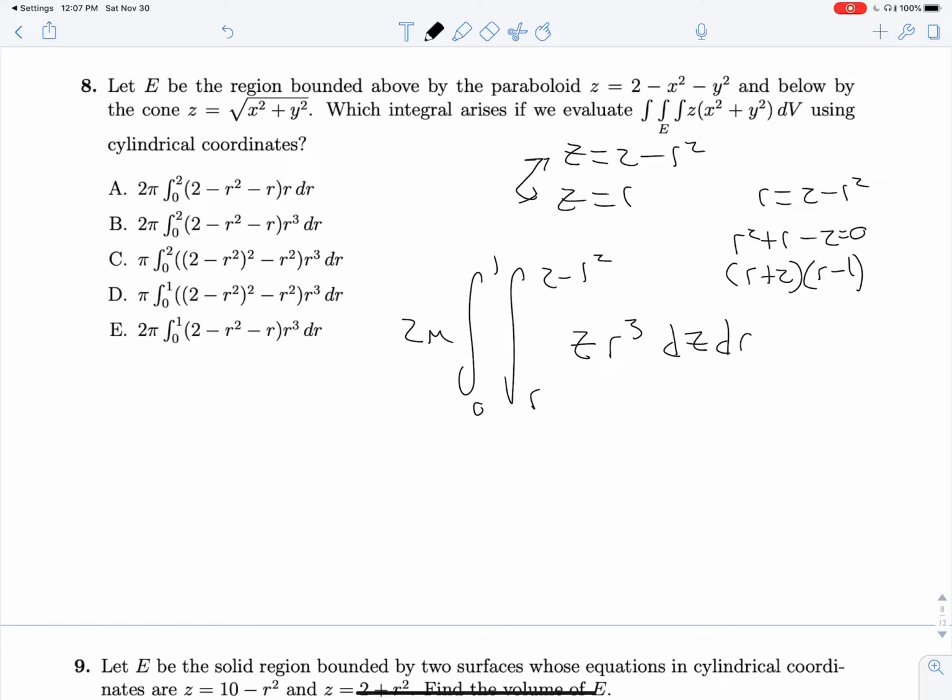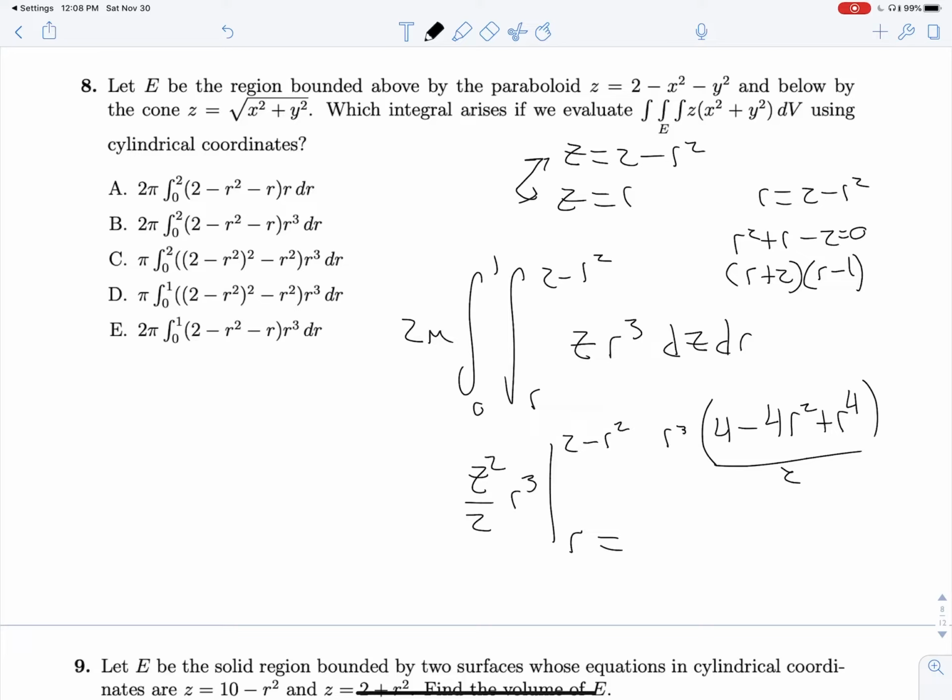And so evaluating, all they want us to do is evaluate this first step, because they have everything in terms of dr for our answer choices. And this will be z squared over 2 times r cubed from r to 2 minus r squared, which is going to give us r cubed times 4 minus 4r squared plus r to the fourth over 2. And over here, we're going to get r cubed times r squared over 2.